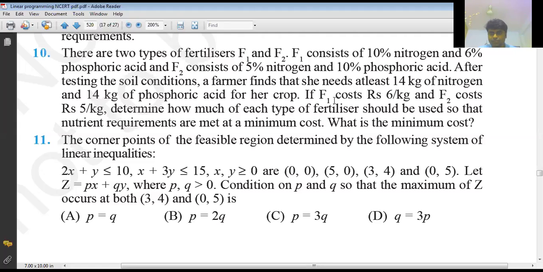What is our cost function there? 6x plus 5y. It's very easy to identify. So we have to find the minimum cost. Generally, the cost function is always minimized. The profit function is always maximized. Clear? So let us see the solution for this.